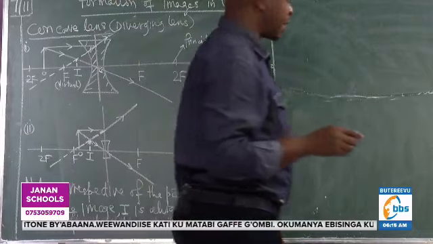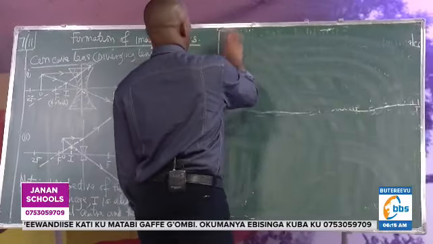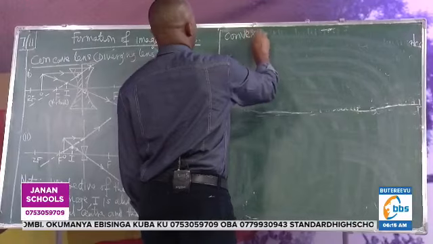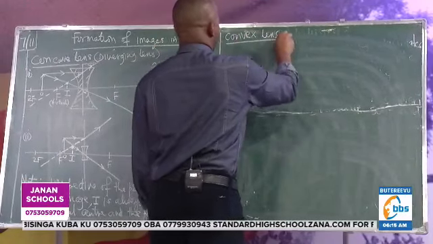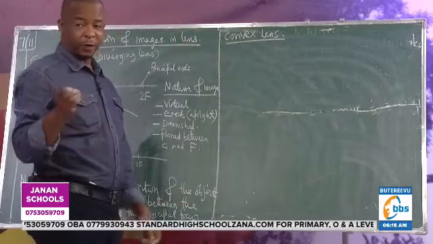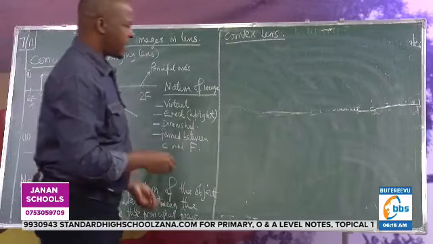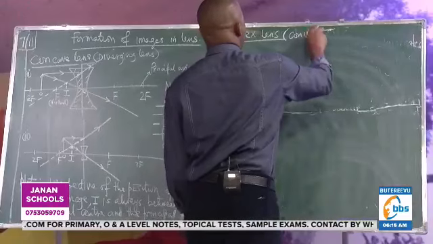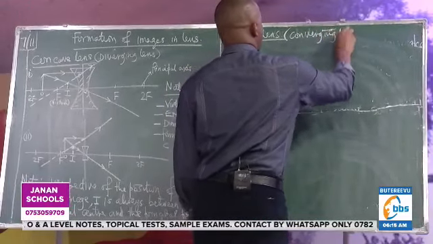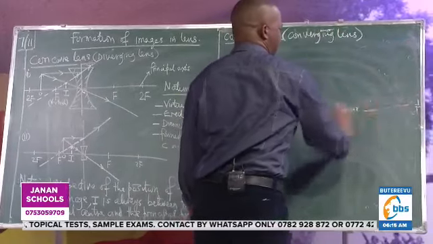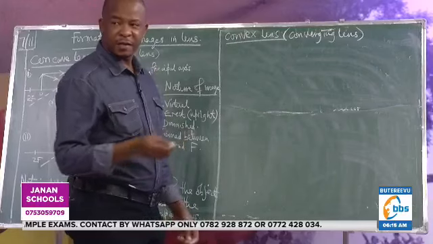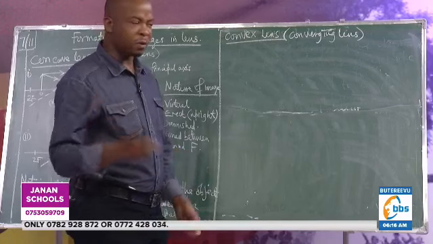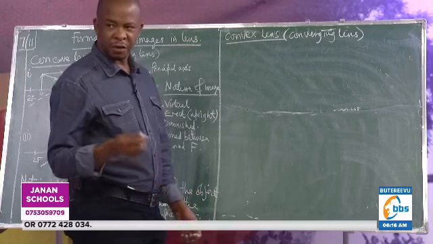We are going to look at selected cases for the second type of lens, which is the convex lens. The convex lens, different from the concave lens, is also called the converging lens. And from the name, it suggests that it brings light rays to one common point, and that common point is still the point we are calling the principal focus.